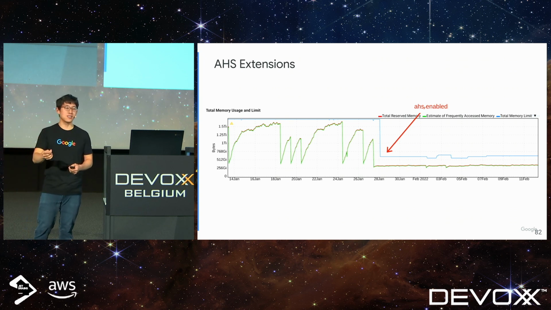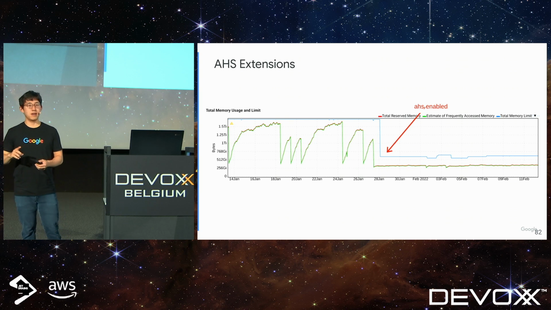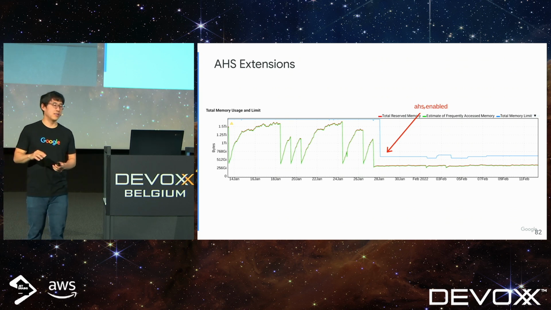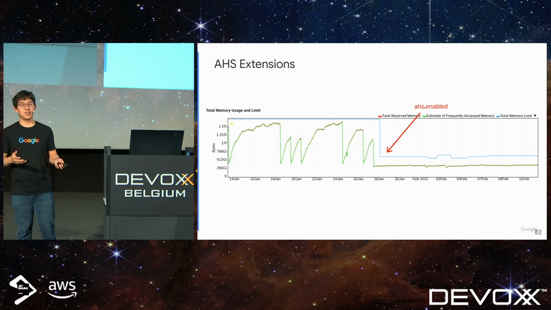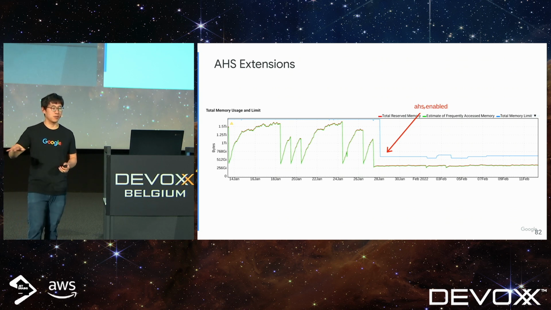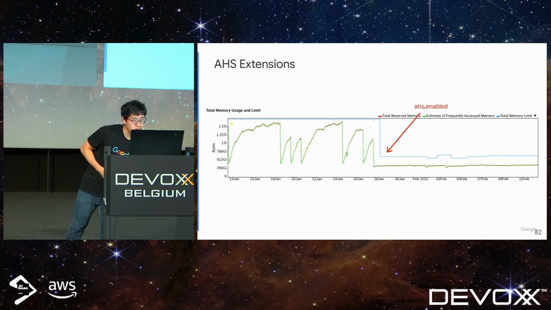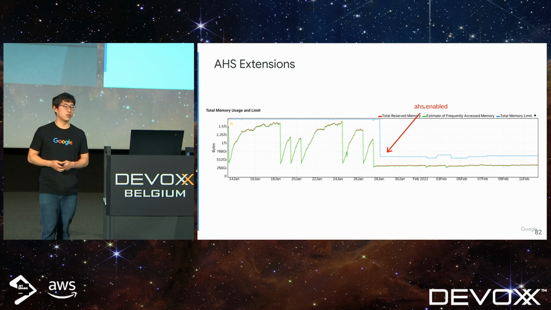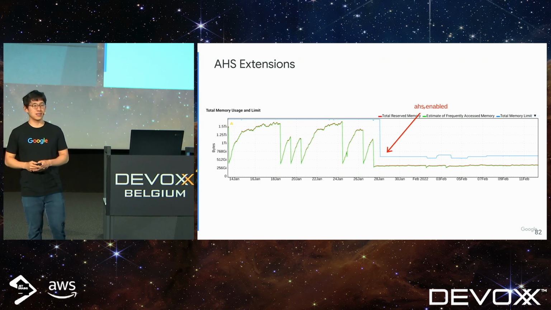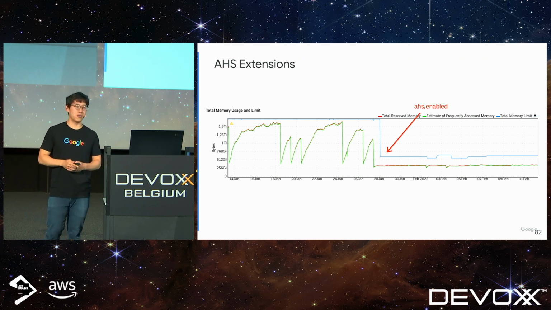So we have that pattern. But as soon as AHS is turned on, we see that the RAM usage becomes a lot more stable. Because of that, this tool is able to say, okay, you're not actually using that much of the container anymore. So then we're able to turn the 1.5 terabytes into around 600 gigs. That's 600 gigs of RAM savings that we can now put back in our RAM pool and use for other jobs.